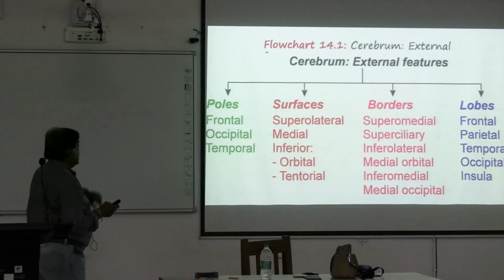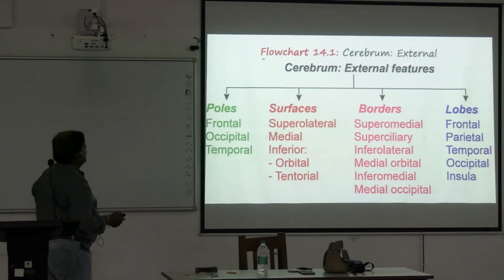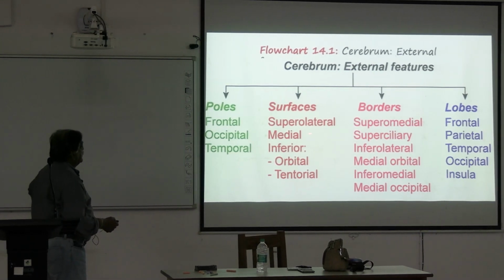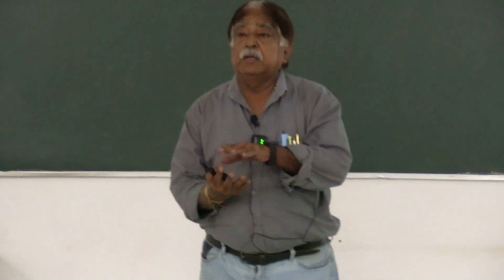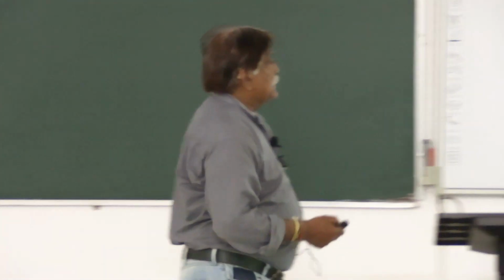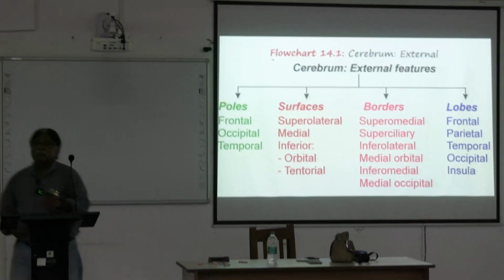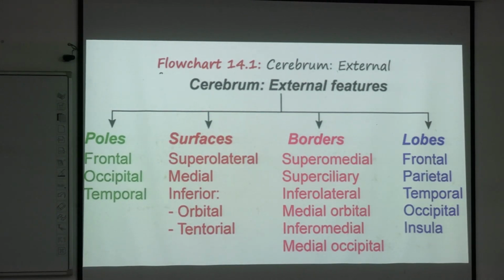Now, cerebrum, external features. Poles: frontal, occipital, temporal. Surfaces: superolateral, medial, inferior, orbital, tentorial. Now, the position of the brain, relation with the skull bone. That gives the surfaces: superolateral, medial, inferior, orbital, tentorial. You have to know the skull very well. Then you can correlate the brain's anatomical position.